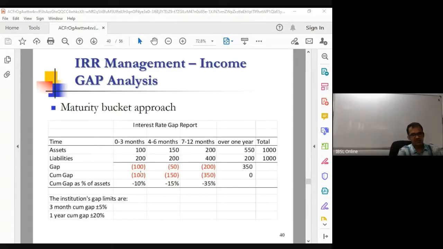So it is the addition of the previous cumulative gap and the relevant bucket gap. The cumulative gap for the 4 to 6 month period is the cumulative gap for the 0 to 3 month bucket plus the gap in the 4 to 6 months. 100 plus 50, 150, 150 plus 200, 350. So all these are negative. 350 plus 350, 0. So when it comes to the over 1 year bucket, no cumulative gap is there. It's 0.